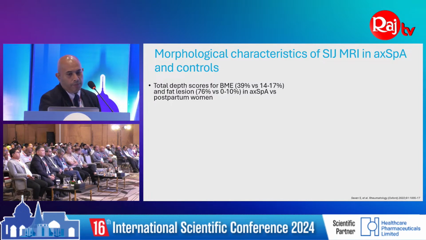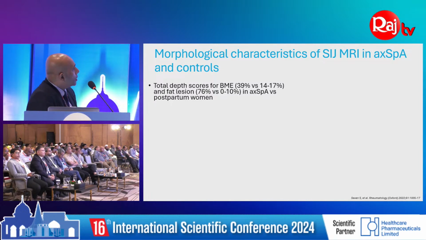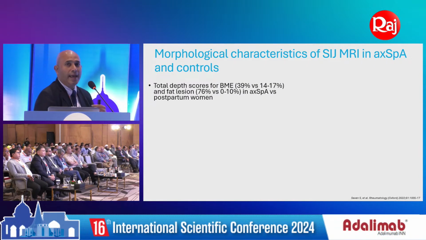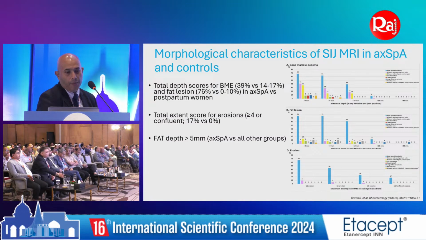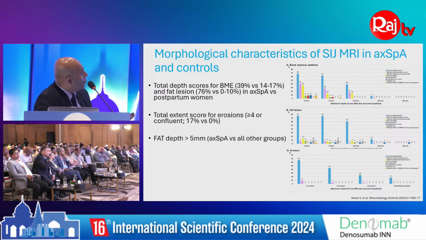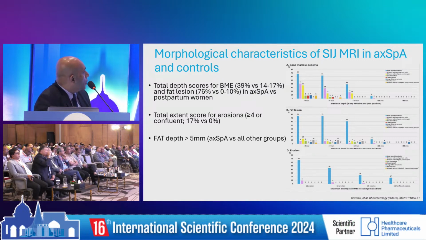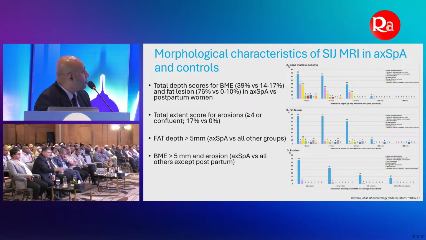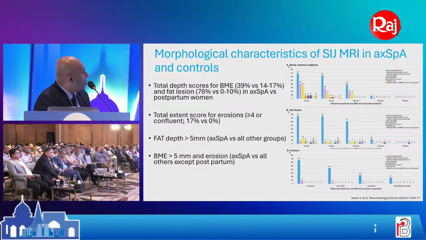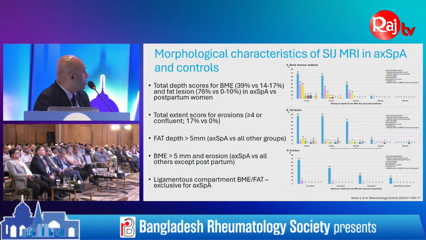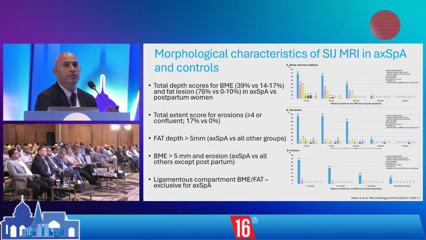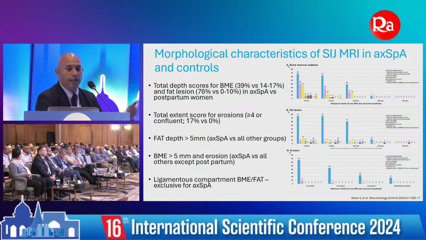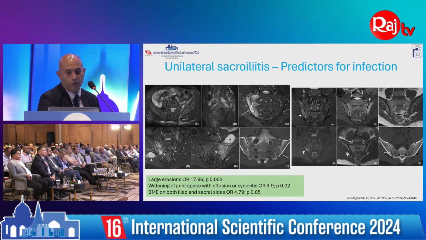Morphological lesions, this is again two studies done in Denmark, and the depth of fat metaplasia just shows how important it is, because if you have a wider depth, it's mostly seen in axSpA. Fat depth of more than 5 millimeter is mostly in axSpA. BME of 5 millimeter and more with erosion is mostly axSpA, but once you have a ligamentous erosion, it's exclusively for axSpA, although we don't really look at that part. But if you do see an erosion, it's mostly there.